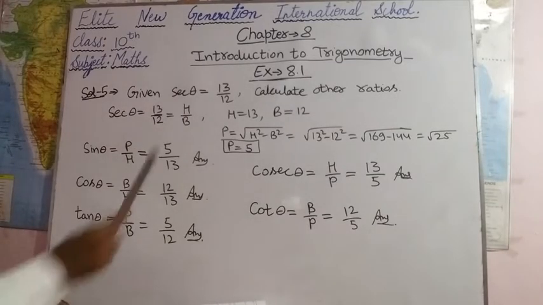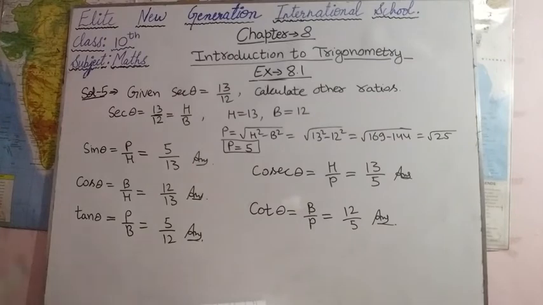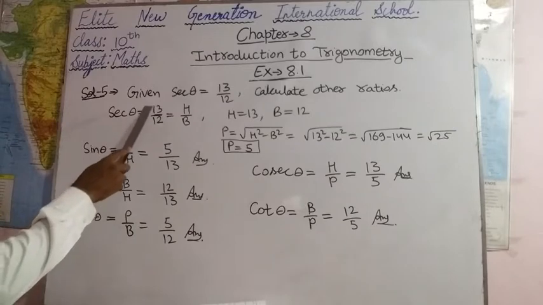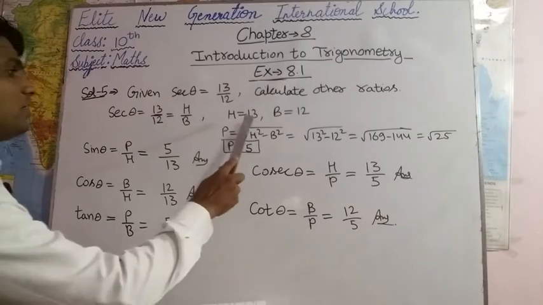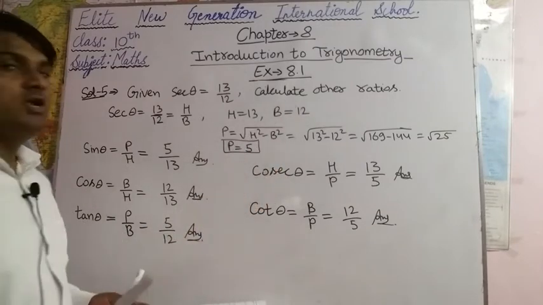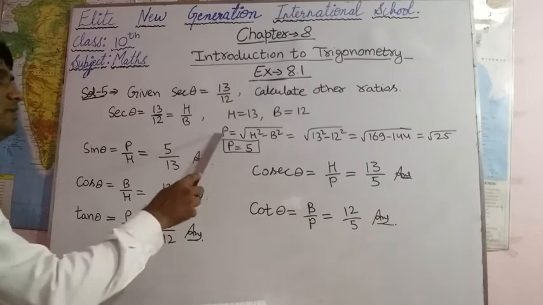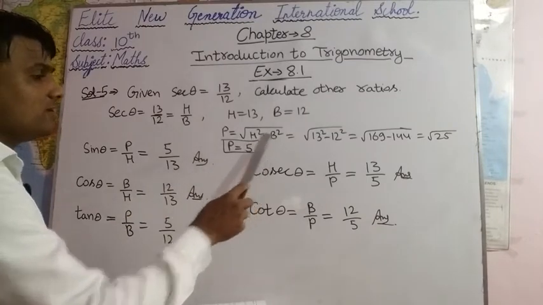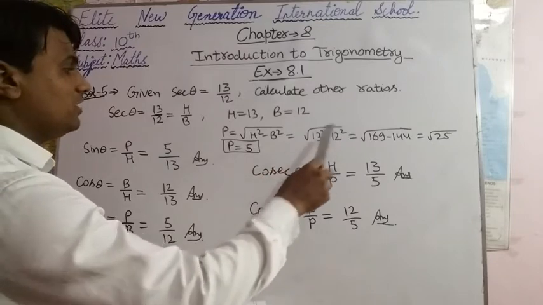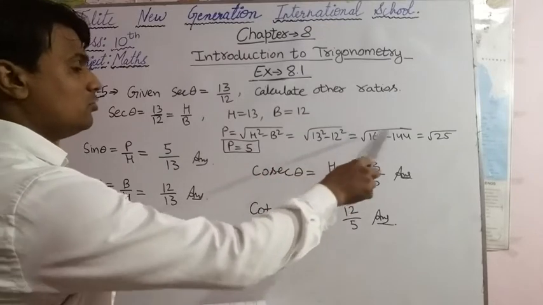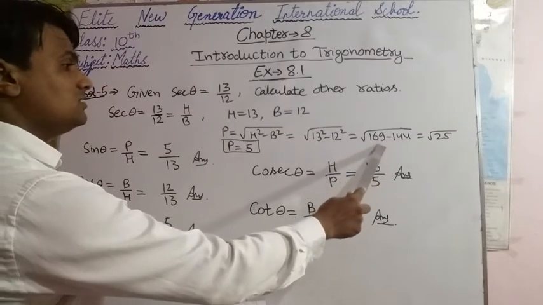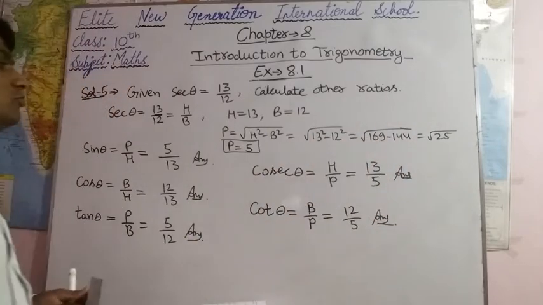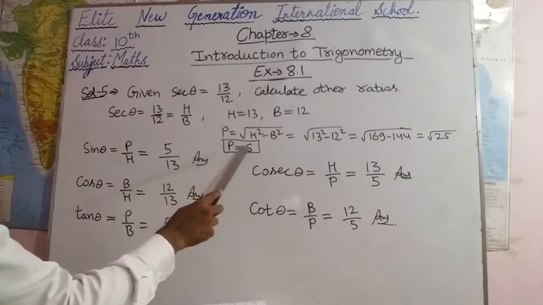In question number 5, we have given the value of sec theta equals 13 upon 12, and we have to calculate the other ratios. So we have sec theta equals 13 upon 12. That means it will be hypotenuse upon base. So the value of hypotenuse will be 13 and the value of base will be 12. Now we can find the value of P, perpendicular. It will be under root h square minus b square. By putting the values, it will be under root 13 square minus 12 square. So 13 square will be 169 and 12 square will be 144. So 169 minus 144 will be under root 25. So the value of perpendicular will be 5.